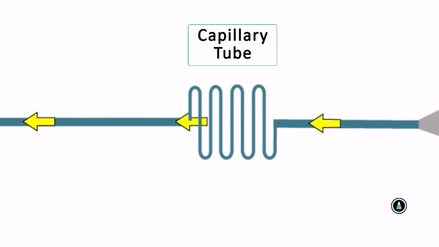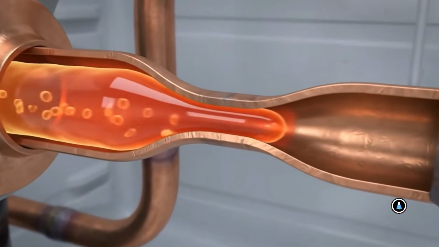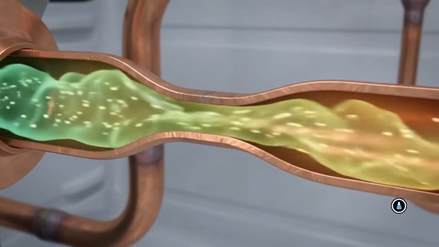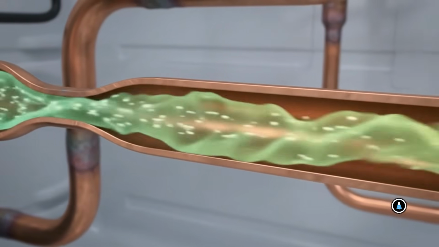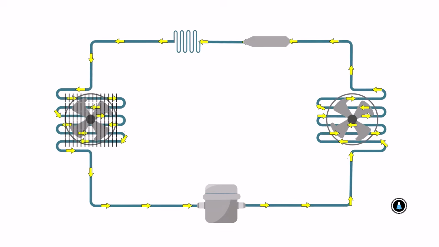This is a capillary tube. The capillary tube controls the flow of refrigerant. As the refrigerant passes through this narrow tube, its pressure drops and it becomes much colder.